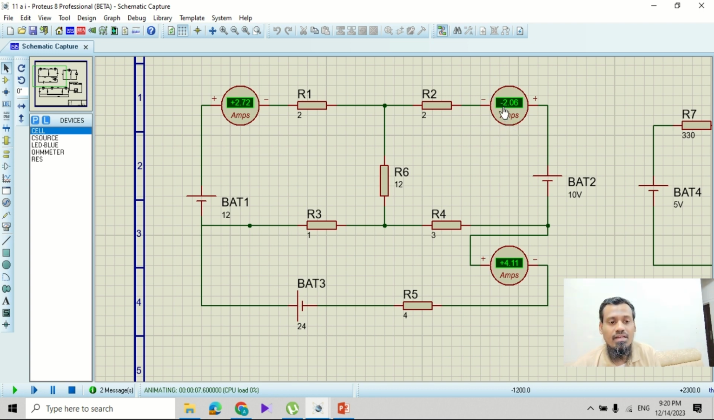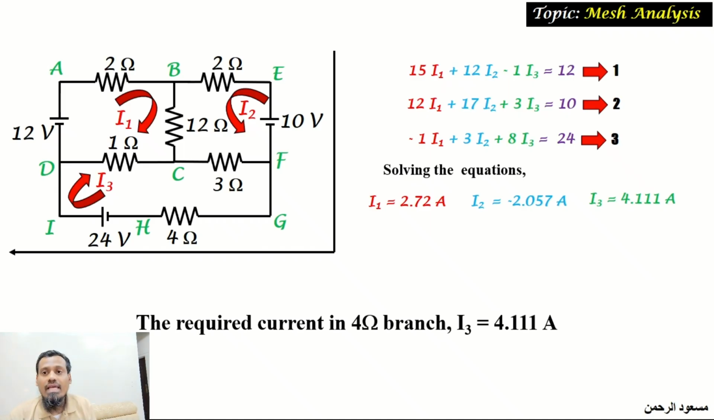which is read to be minus. In the manual calculation also we encountered this minus, and loop 3 is having a current of positive 4.11, which is the current through this 4 ohm resistor. And with this we can conclude that the manual calculation is correlating with the Proteus simulated answers. So we have manually calculated the current through 4 ohm resistance to be 4.11 amps, and using the Proteus simulation we have correlated the answer, we have cross-checked it.